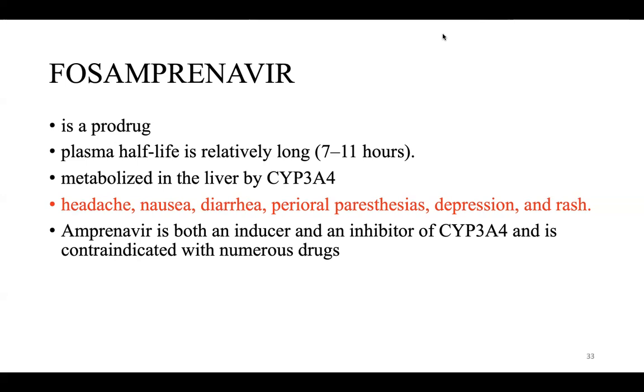Amprenavir is metabolized in the liver by cytochrome P3A4 and should be used with caution in the setting of hepatic insufficiency. The most common side effects of the drug are headache, nausea, diarrhea, peripheral paresthesias, depression, and rash. Up to 3% of patients may experience rashes, including Stevens-Johnson syndrome, sometimes necessitating drug discontinuation.